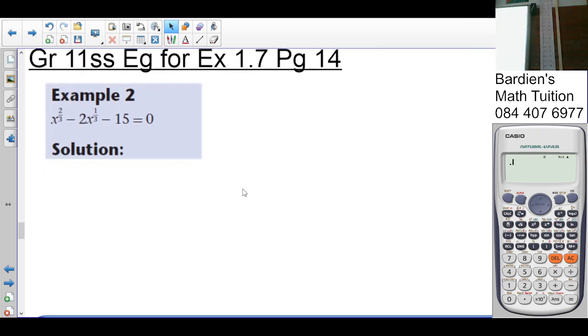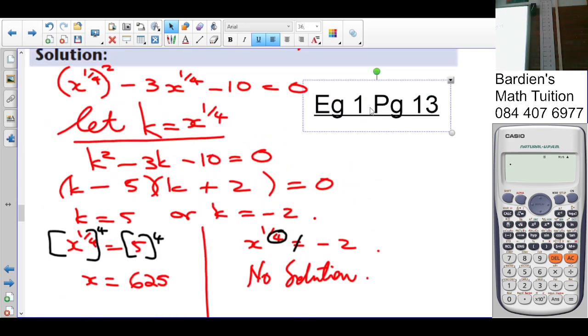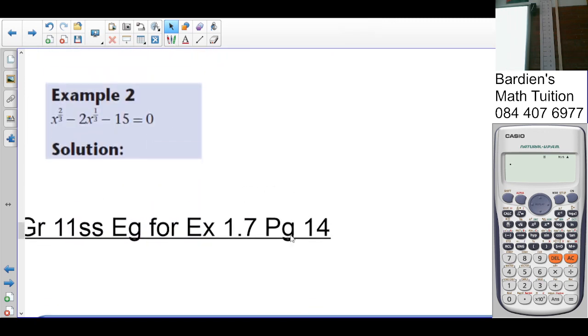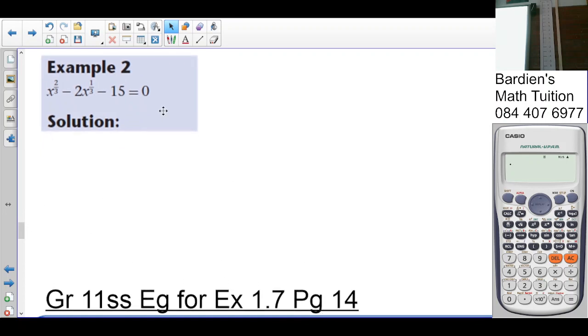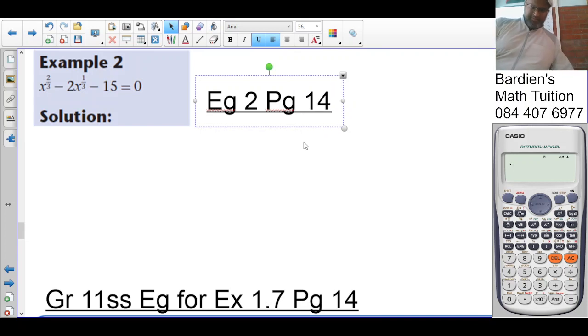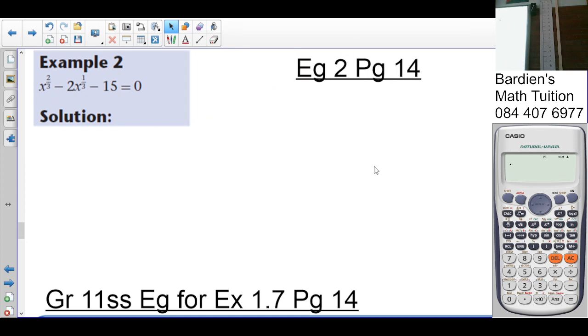Okay, so now we're looking at example 2. And example 2 is on page 14. Example 2 is on page 14. Example 2, we got x to the power 2 over 3 minus 2x to the exponent third minus 15 is equal to 0. Solve for x. So what do we do here? Where do we start?